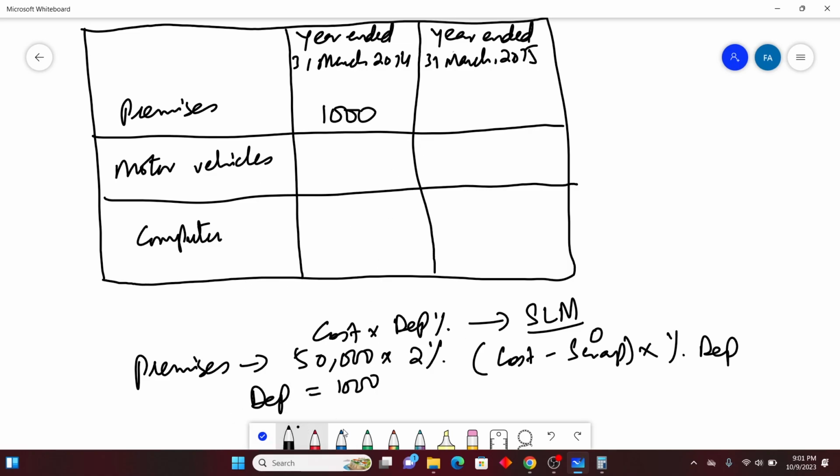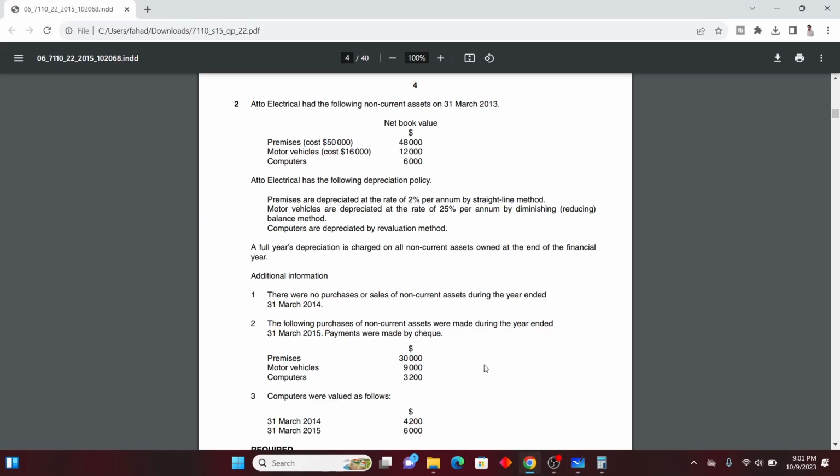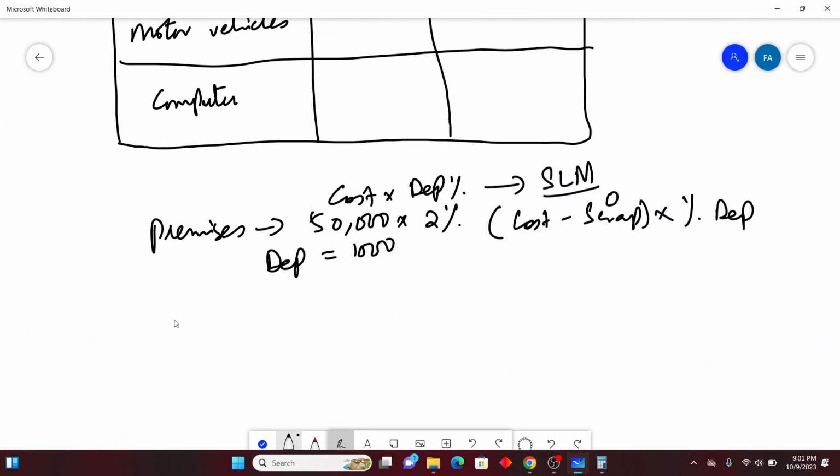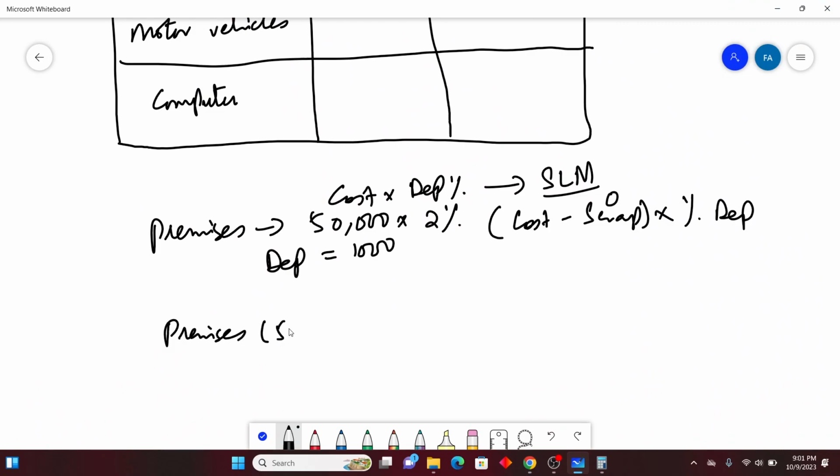And for the second year, let's see whether we purchased any premises or not. We purchased one premises, which is 30,000. So what do we do? In the second year, we will have depreciation like this. Premises, earlier they were 50,000 given in the question. Now this year we purchased premises of 30,000 more. So 80,000 will be the answer. So 80,000 becomes the cost of the premises. Then you multiply it by 2%, which is depreciation.